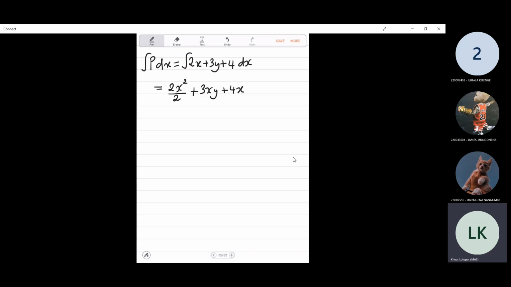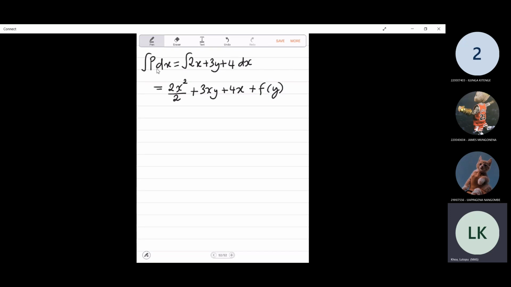And then instead of putting a constant, I am going to put a function that is in terms of y only, because when I differentiate this with respect to x, the derivative of this one is going to be 0. Because it's a constant, it does not contain x if I'm differentiating with respect to x.